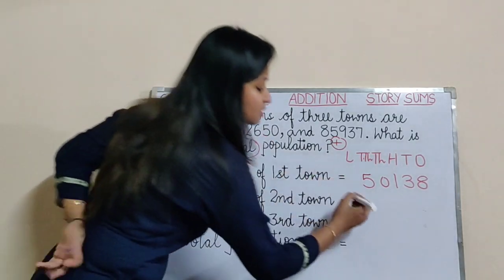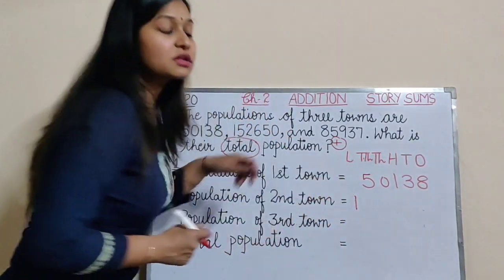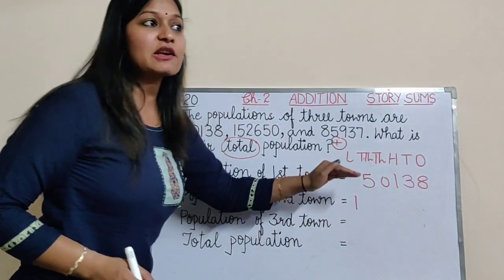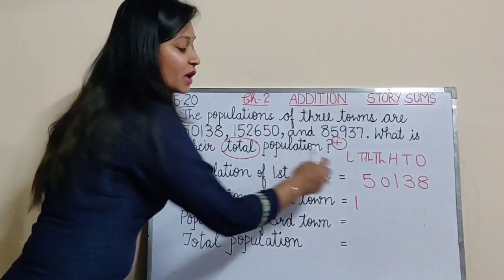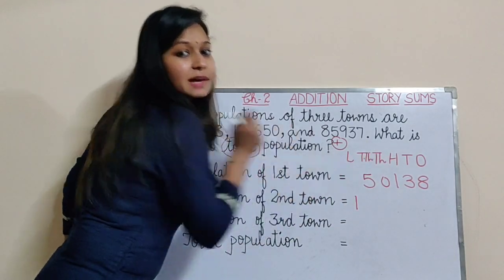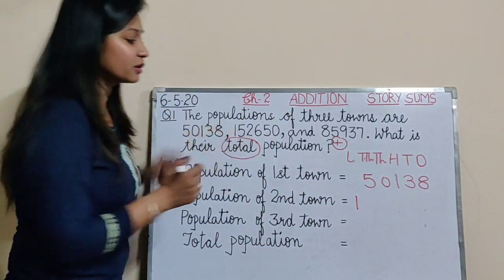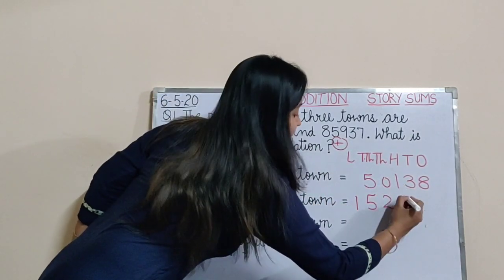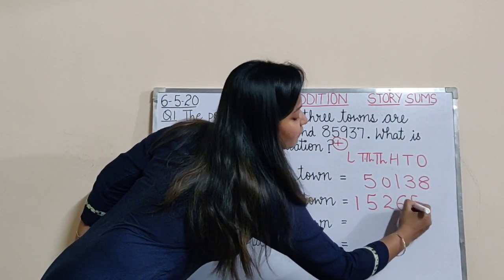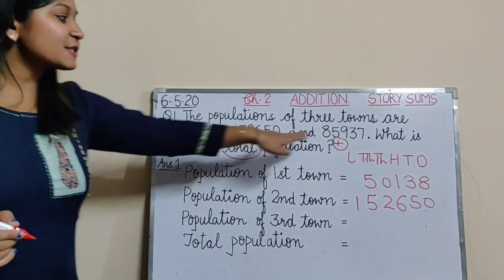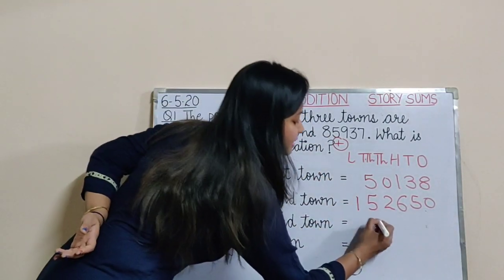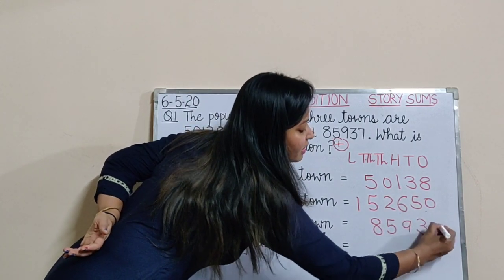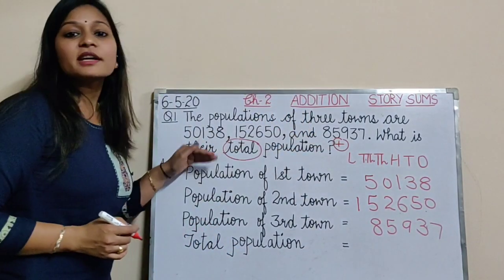Next number is of 6 digit. So we have to see that if a number is of 5 digits, we will end it here. And if the next number is of 6 digit, we have to mention the places up to lakh. This is a very important thing. So 1,52,650 is the second number. Let's move to the third number. The third number is 85,937.